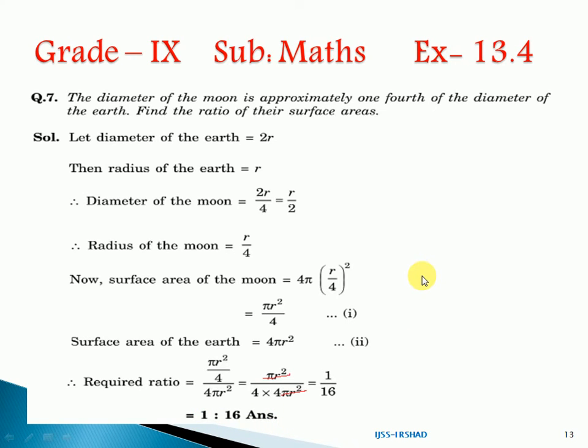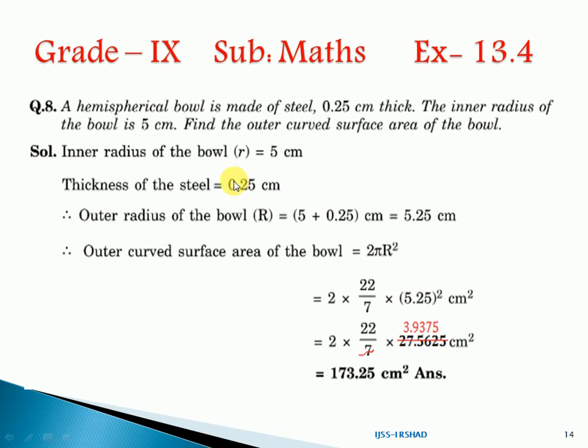Now we will move to question number 8. What are they asking? A hemispherical ball, again hemispherical. A hemispherical ball is made up of steel. Its thickness is 0.25 centimeter. The inner radius of the ball is 5 centimeter. Find the outer curved surface area of the ball.